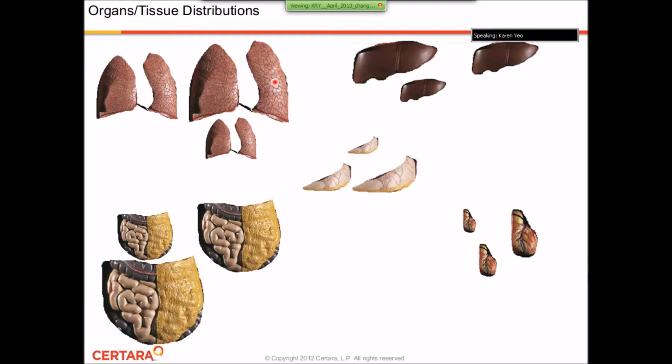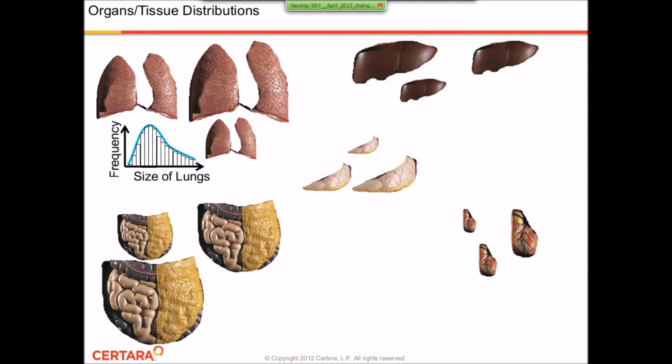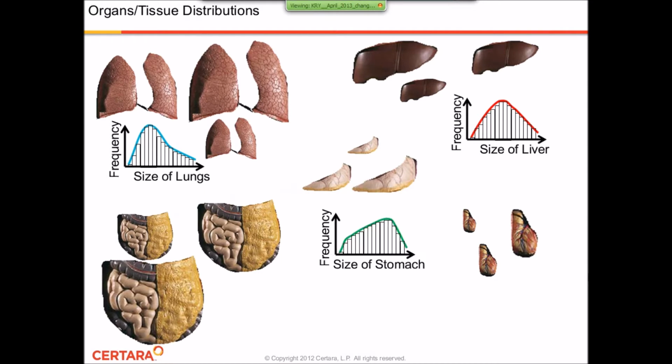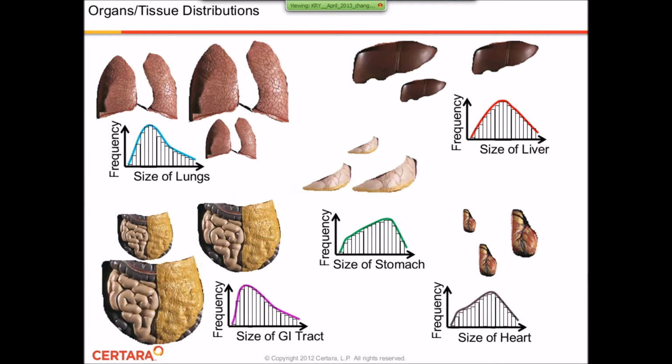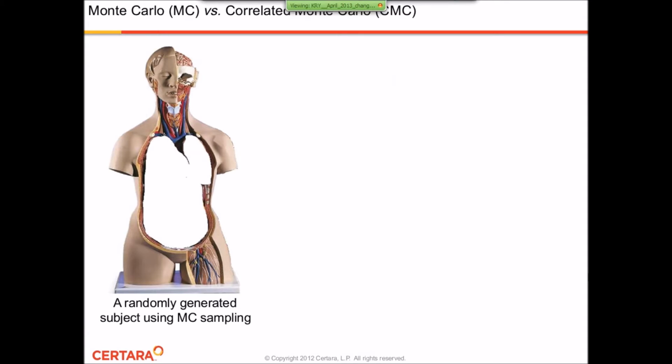Now, this is important because if we have a look at these different organs here, what we've got are distributions with respect to the size of the lungs, size of the liver, size of the stomach, the GI tract and heart, and also the rest of the organs. And we sample from these distributions and assign these organ sizes to virtual individuals within the SimSip simulator. But as I mentioned, it's very important to ensure that rather than just sampling randomly and generating these volumes, we actually use a correlated Monte Carlo approach.